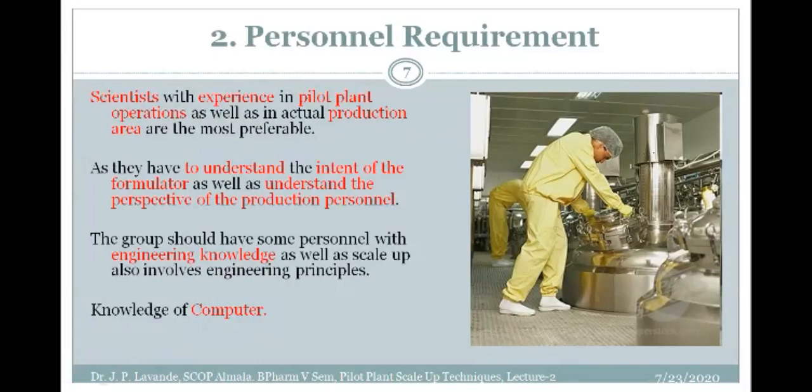So the scientists with experience in pilot plant operations as well as in actual production area are the most preferred ones. That means the people who already work in the pilot plant, who are said to be the experienced people, and the production area people, that means people having their experience from the production area. So these are highly preferable, as they have to understand the intent of the formulator.